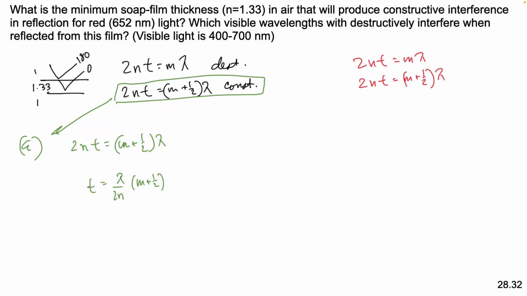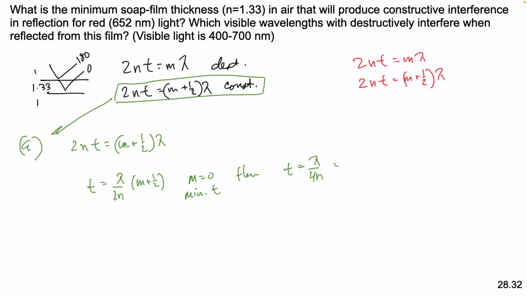But the problem is asking me for a specific thickness. Which thickness? The minimum thickness. So what's the value of m that we choose here in order to get the smallest thickness? 0. If I choose m equals 0, to minimize the thickness, then I'm going to have T equals lambda over 4n. Whoa, what just happened? 0 plus 1/2 is half, and 1/2 times lambda over 2n is lambda over 4n.